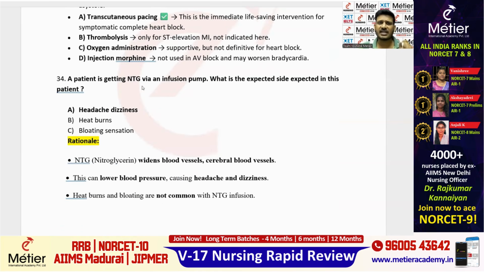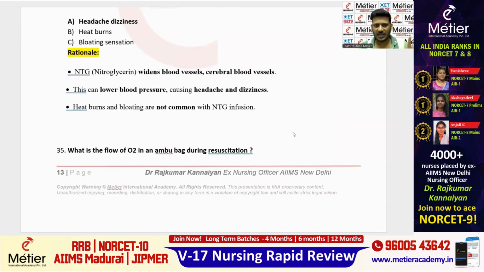34th question, a patient is getting NTG via infusion pump. Again, a repeatedly asked question: NTG, nitroglycerin, they are giving through the infusion pump. What is the expected side effect in this patient? Three options: headache, heartburn, bloating sensation. See guys, very simple question. NTG will cause blood vessel dilatation. In the brain also, cerebral blood vessel dilatation will be there. So because of the cerebral blood vessel dilatation, the patient will have severe headache after NTG infusion. So it will directly take you to option A.